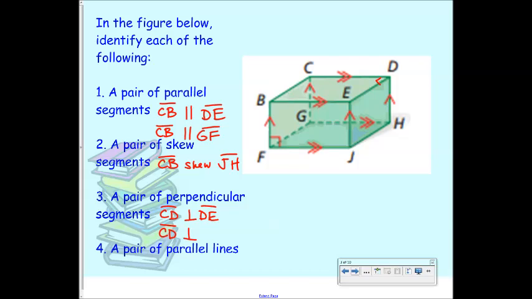CD is also perpendicular to CB. And CB is also perpendicular to CG. Very good.